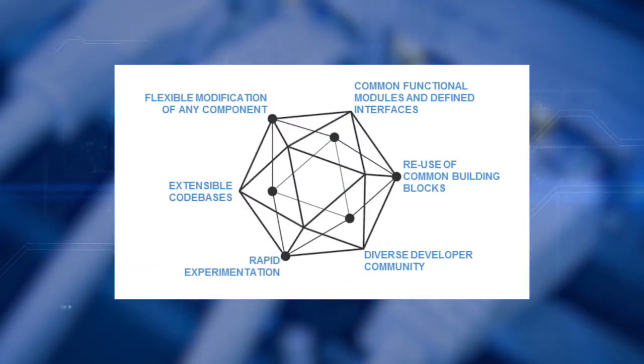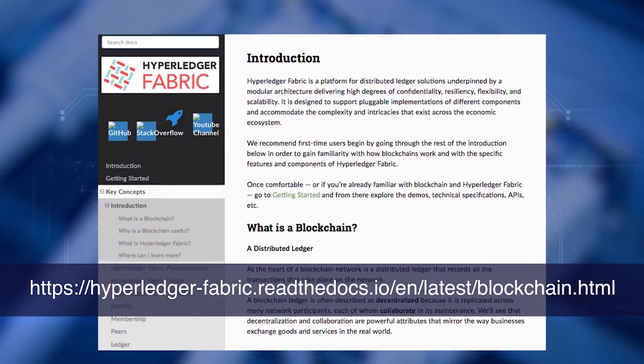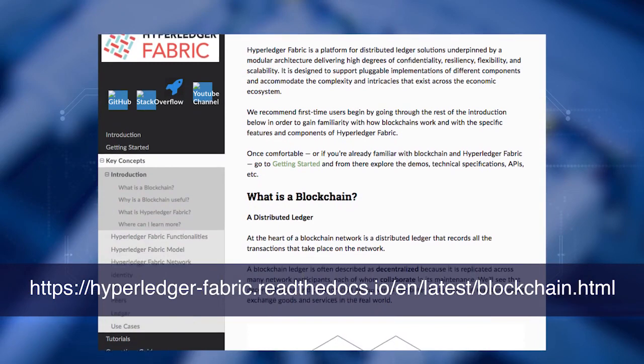The pluggability enables an elastic and extensible architecture, distinguishing it from the earlier blockchain designs. The modular design and the permissioned participation of nodes enable confidentiality, resilience, flexibility, and scalability. A must-read documentation can be found at the link shown.